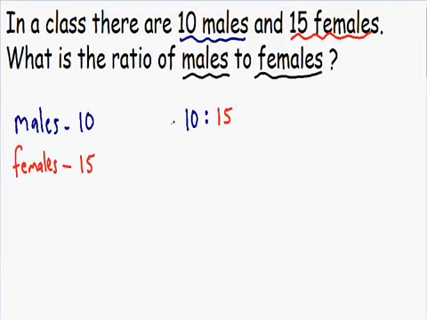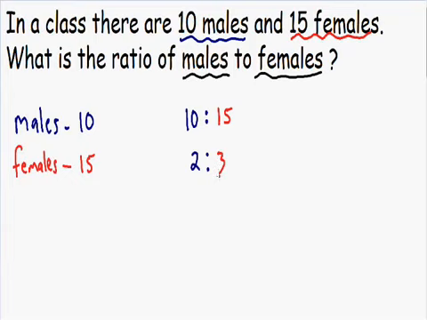What this means is that for every 10 males, there are 15 females. But notice how this ratio is not written in the simplest form. Both of these numbers can be divided by 5 evenly. So let's do that. 10 divided by 5 is equal to 2. And 15 divided by 5 is equal to 3. So we know for every 2 males, there are 3 females. And that's exactly the same as saying for every 10 males, there are 15 females. But this is just in reduced or simpler form.